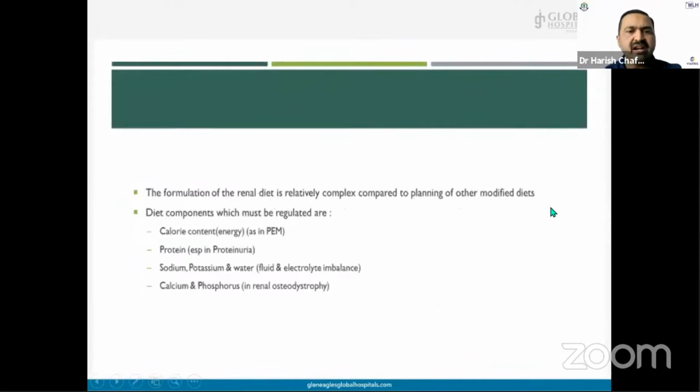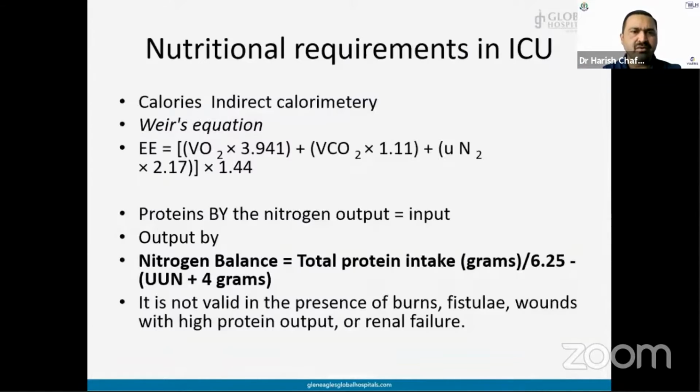The formulation of a renal diet is relatively complex compared to planning other modified diets that we have seen in clinical practice. Diet components must be regulated: calorie content, protein, sodium, potassium, and water, which is very, very important. Particularly potassium, magnesium, phosphorus, all these things are very important when dealing with chronic kidney disease, and also calcium and phosphorus, as there is renal osteodystrophy ongoing.